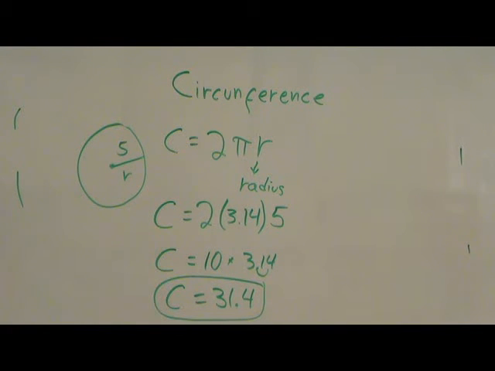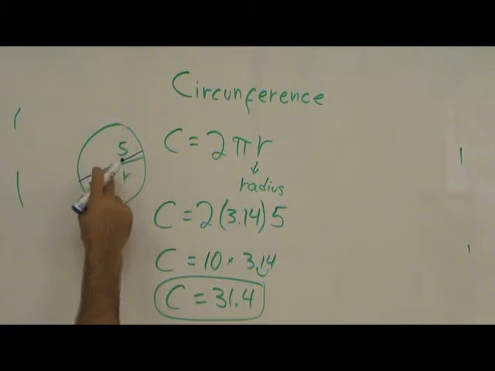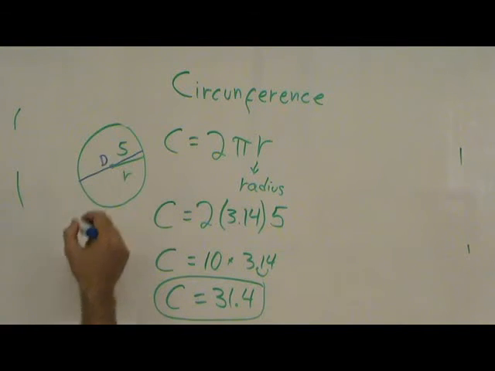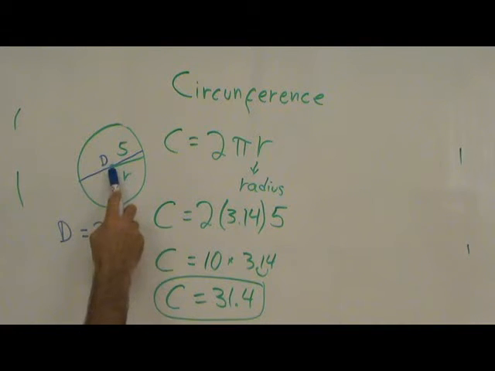Now, a circle has a radius, but it has a diameter too. Diameter is a segment that goes from one side to the other side through the midpoint. So this is a diameter, and diameter is equal to 2 times R. R goes from the midpoint to the side of the circumference, and diameter goes from one side to the other, passing through the midpoint.